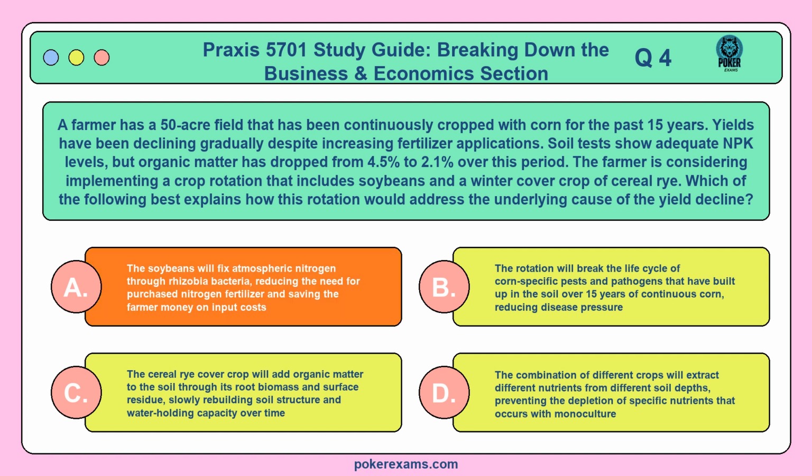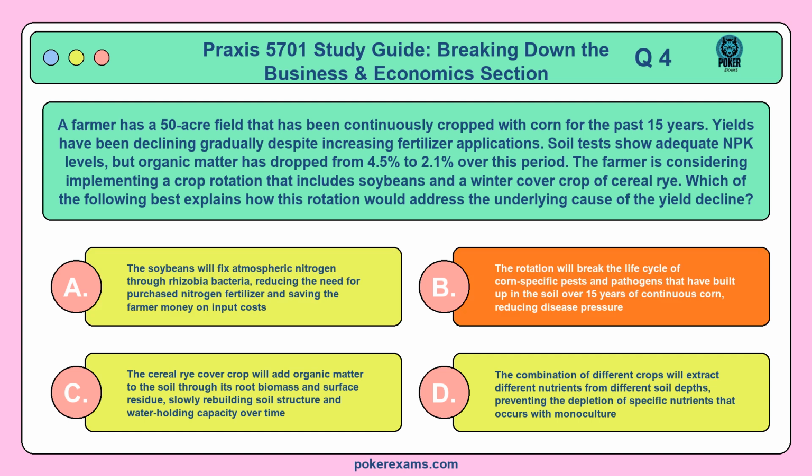Option A. The soybeans will fix atmospheric nitrogen through rhizobia bacteria, reducing the need for purchased nitrogen fertilizer and saving the farmer money on input costs. B. The rotation will break the life cycle of corn-specific pests and pathogens that have built up in the soil over 15 years of continuous corn, reducing disease pressure.